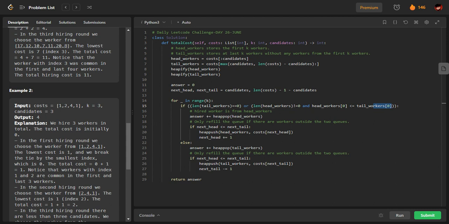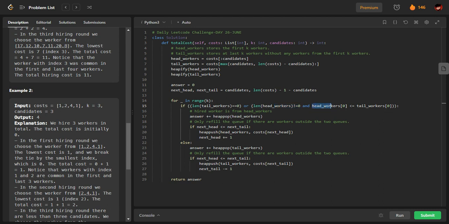Remember this condition: if it is false, only then we will come to this part of the code. This part is false, that means definitely there is a single element in the tail workers. That's why this condition will not return error. So what we're ensuring is that there is definitely some worker in the head workers space. If there is nothing in it and we try to access the zeroth element, it will return an error, right? So we're ensuring that the head workers is not empty.